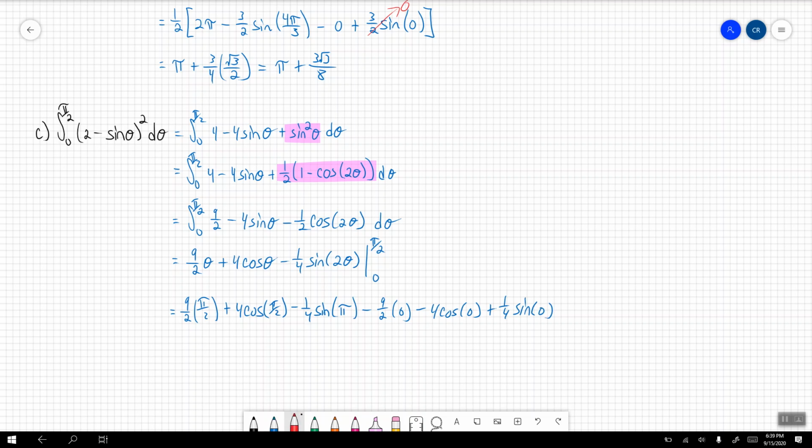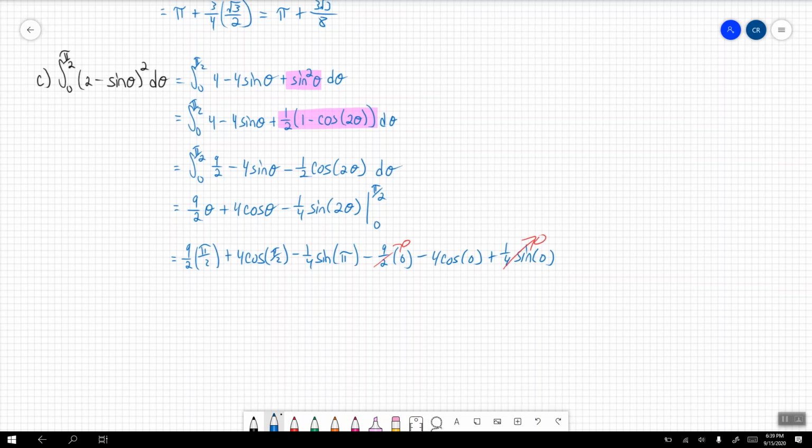Now I'm going to simplify this as much as I can. 9/2 multiplied by 0, that's going to be 0. Okay, that's not too bad. Sine of 0, again, that's 0. Cosine of 0, that's 1, so I can't simplify that, so let's keep that in mind. However, sine at pi does get me 0 once again. And cosine of pi halves gets me 0 once again.